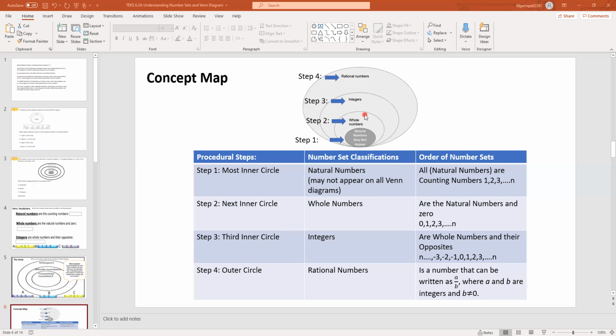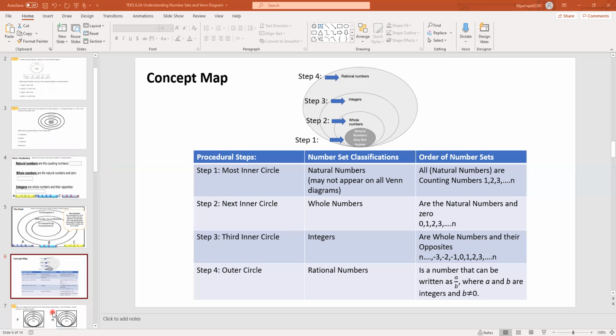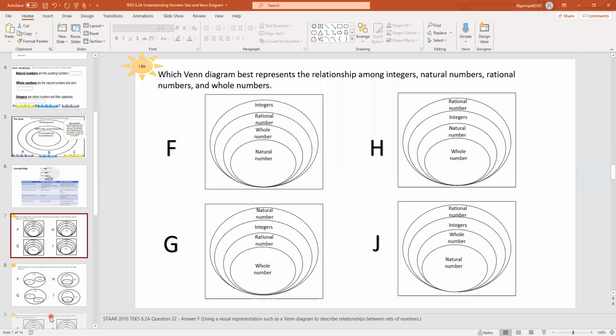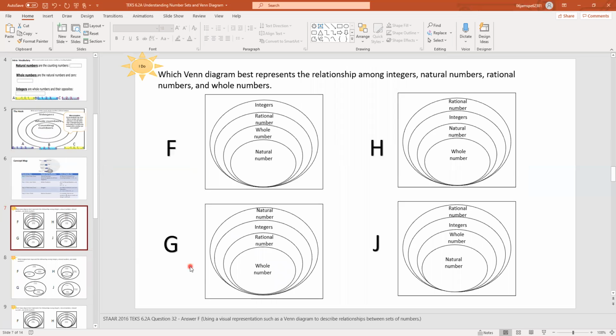Integers will be negative numbers. Whole numbers will be positive numbers, including 0, and counting numbers will be positive numbers. Okay? Now, let's get started with our lesson. And today we'll be covering a question from 6.2A. This question comes from the STAAR test of 2016. Let's dive into it.